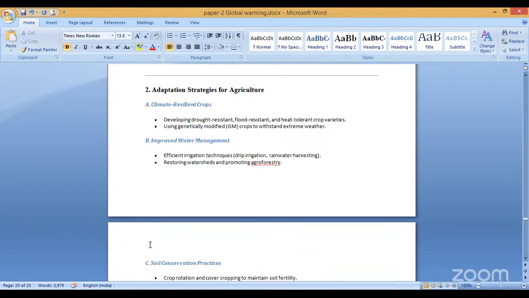The next one is the adaptation strategies for agriculture. What are the adaptation strategies for agriculture? Developing drought-resistant, flood-resistant, and heat-tolerant crop varieties. You have to produce drought-resistant, flood-resistant, and heat-tolerant crop varieties, and use genetically modified crops to withstand the extreme weather. Improve water management: effective irrigation techniques, drip irrigation, rainwater harvesting, restoring watersheds, and promoting agroforestry.